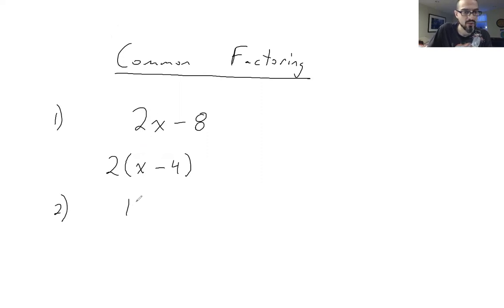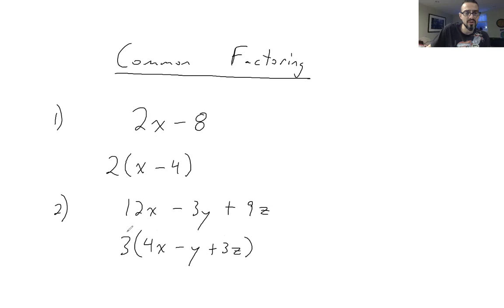Say we have 12x minus 3y plus 9z. Here there are 1, 2, 3 terms. Terms are always separated by addition and subtraction, not multiplication. And of course, the common value that divides into these is 3, okay? So we're gonna pull out a 3. 3 times what is 12x? That would be 4x. 3 times what is negative 3y? That would be negative y. And 3 times what is plus 9z? That would be plus 3z.